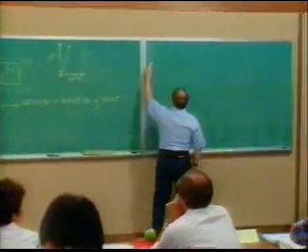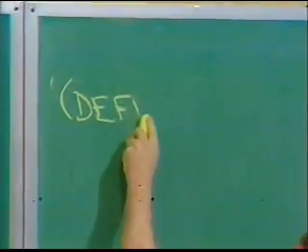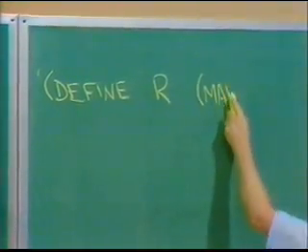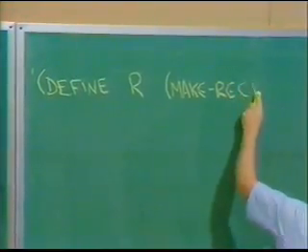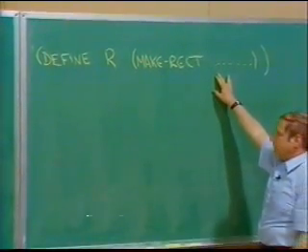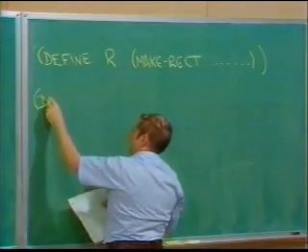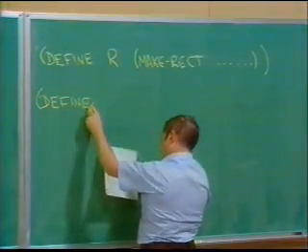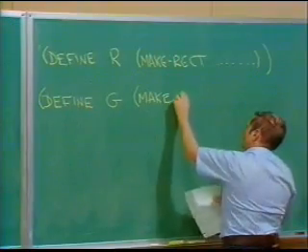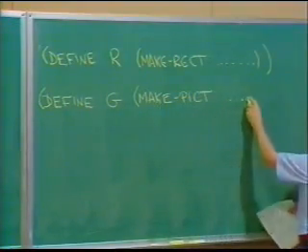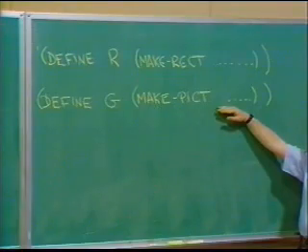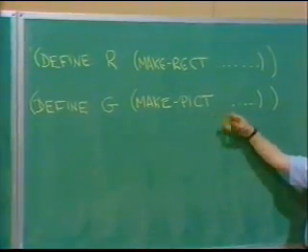I would say, for instance, define R to be make rectangle of some stuff, and I'd have to specify some vectors here using make vector. And then I could say define, say, G to be make picture and then some stuff. And what I have to specify here is a list of line segments, using make segment. And make segment might be made out of vectors, and vectors might be made out of points.